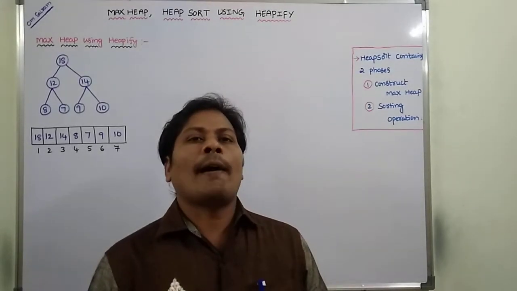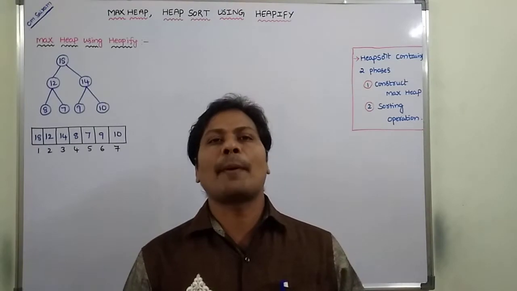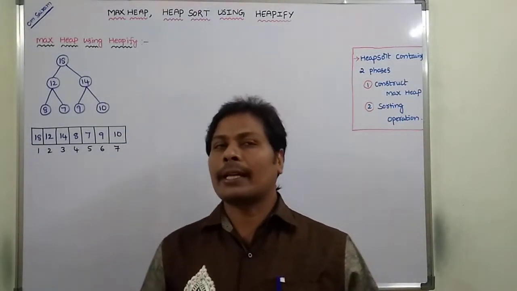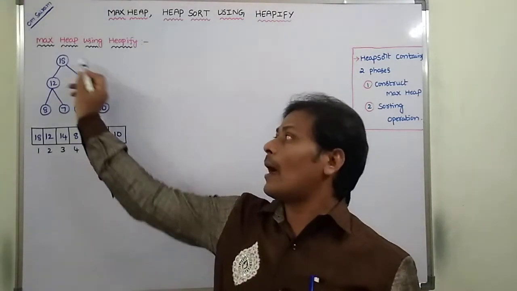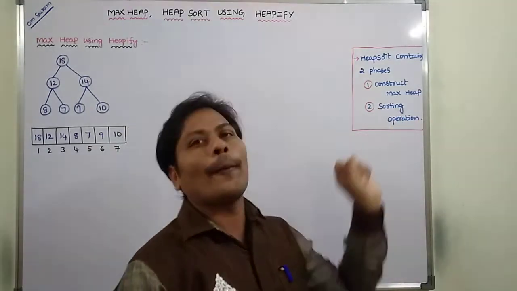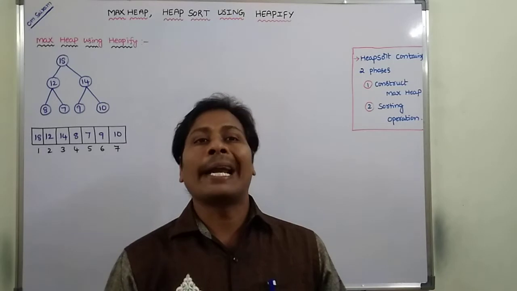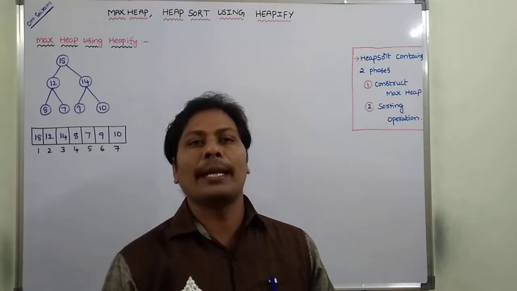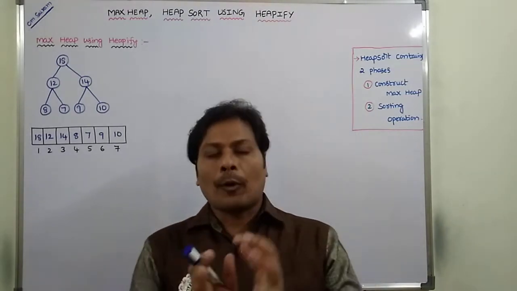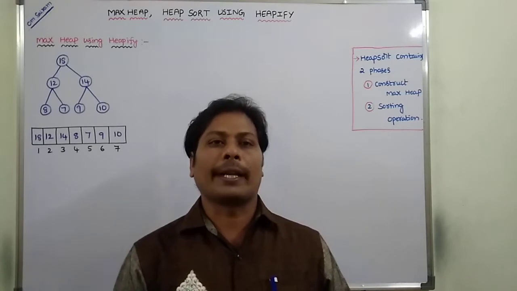Now, heap sort contains two phases. One is constructing the maximum heap, and the first phase is completed. This is the output of the maximum heap. Now, the sorting operation. How are we performing the sorting operation? By deleting the maximum element at the root node. So this is the process we have to follow for performing the sorting operation.